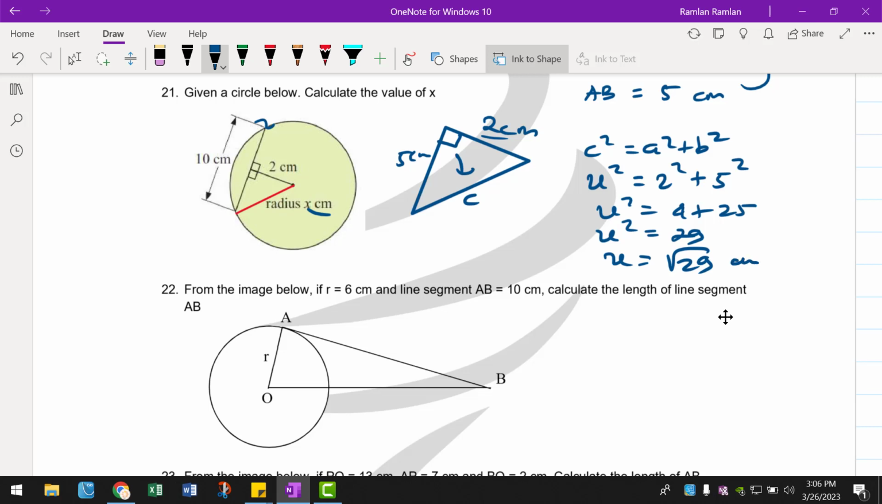And then you don't need to write down the centimeter here because it's already given over here. If it's not given, then you need to write down the centimeter. Okay, let's go to number 22.